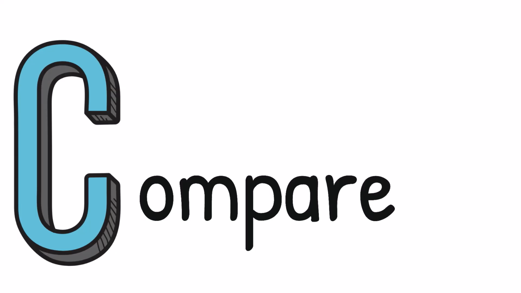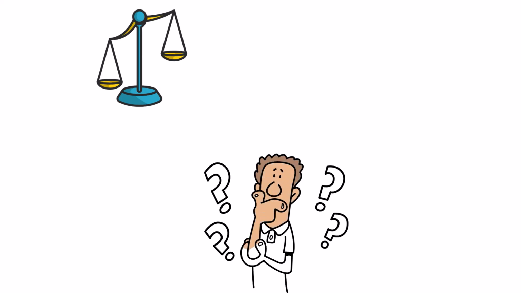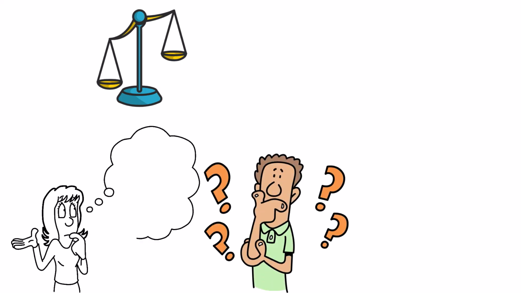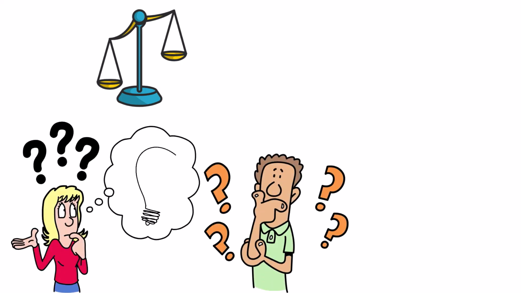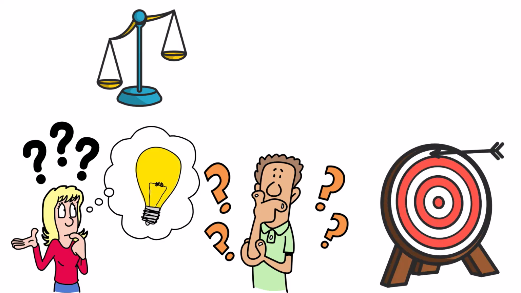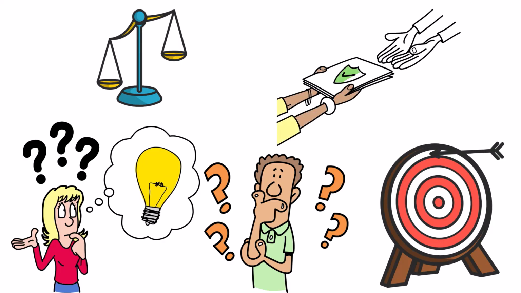C is for compare. This is the first step. You need to compare what you wrote to what you were actually trying to say. Read your paper and ask yourself, does this sentence make sense? Or, is this what I wanted to write? If it doesn't match up, you know you have work to do.